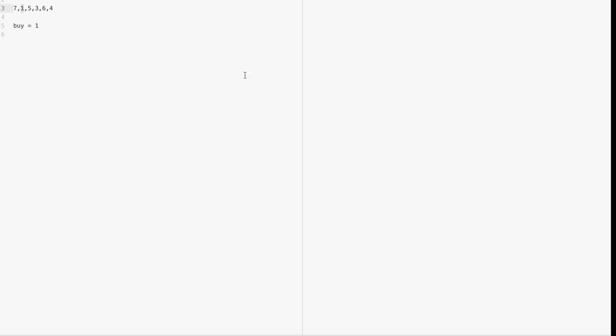Then again, when we are moving through the array, 5 is greater than 1, right? So we will take out the difference, which is 4. So my current profit is 4. Then we move on to 3, and 3 is still bigger than 1, so again we will take out the difference. That's how we will iterate through the array. As soon as we find any price smaller than the existing buy, we will switch that, and then we will compare the differences from that point forward.